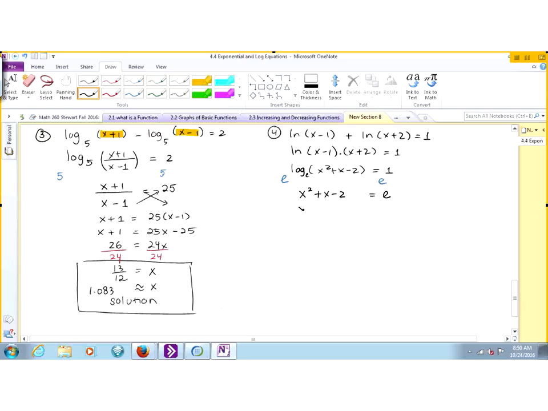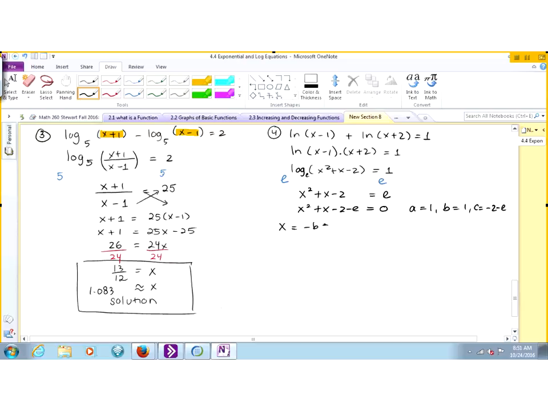All right. Well, I have a number and an e. We have to use the quadratic formula, right? So standard form. Do I know what a is before I use my quadratic formula? A is 1. B is 1. What is C? Negative 2 minus e. So A is 1, B is 1, C is negative 2 minus e.